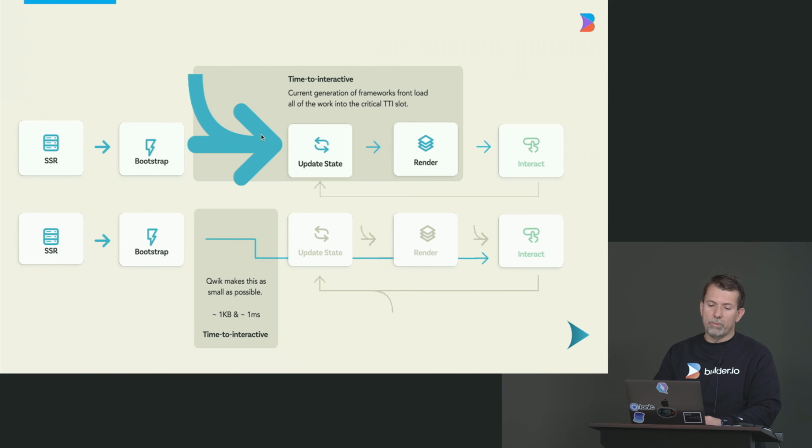The trick of resumability is that you start in the same place, you do SSR, and our bootstrap is super tiny. It has nothing to do with the application. Instead, it's essentially a global listener, and it's super small. It's about 1 kilobyte on a modern device. It can take about 1 millisecond to execute, maybe 10 milliseconds on a mobile device that's super slow, but it's extremely cheap.